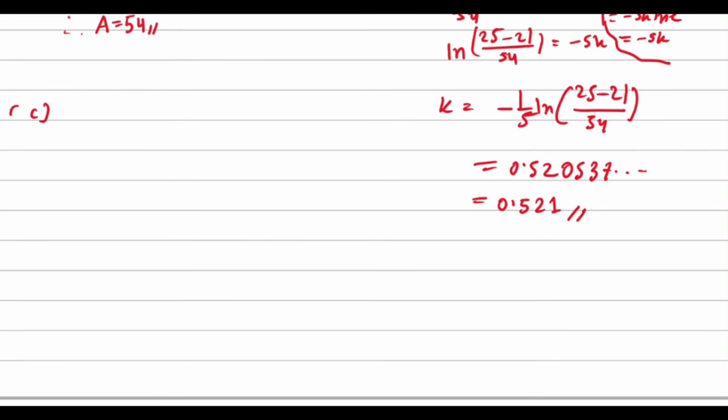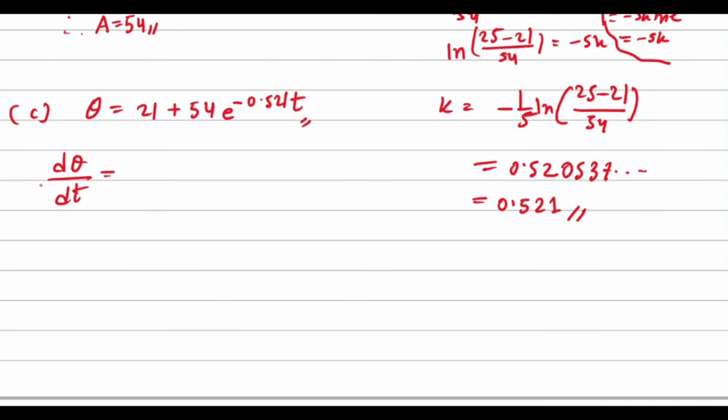So for part C, we know the original equation is theta equals 21 plus 54 e to the power of minus kt, and I'm substituting the value of k into our equation. This will be 0.521 t. This is our final equation without all the unknown constants. This is our final equation with all the known constants. So now if we differentiate this equation, this will give us the rate of change of temperature per unit time at every single point on our curve.